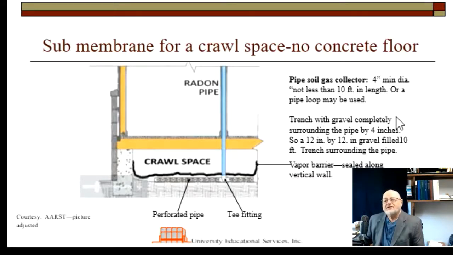And then you're going to place that pipe in a trench with gravel completely surrounding the pipe by 4 inches on all sides. So that means if the pipe is immersed in the trench and you look from left to right, you've got 4 inches of gravel, a 4-inch diameter pipe, another 4 inches of gravel. So you've got a 12-inch wide trench, and you're going to have likewise a 12-inch deep trench. So a 12 by 12 trench. Again, the bigger the better. And again, the vapor barrier. So that too is really pretty easy to do.